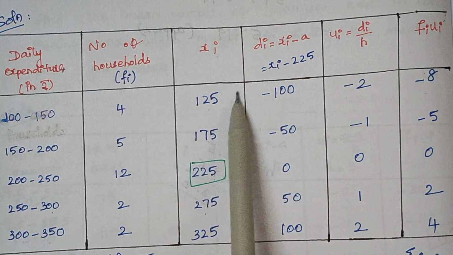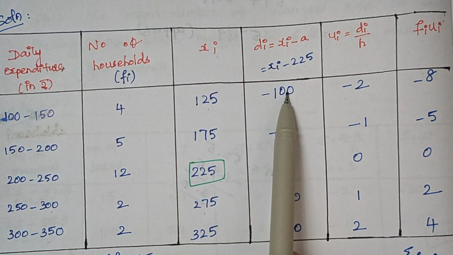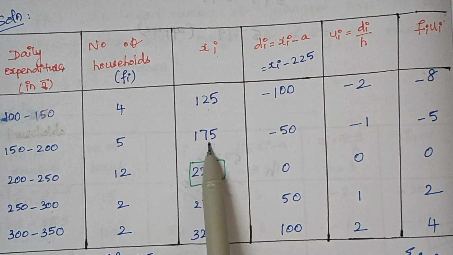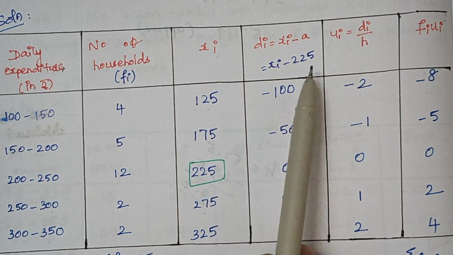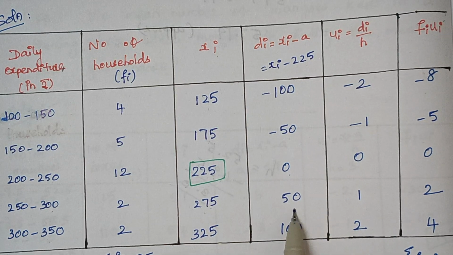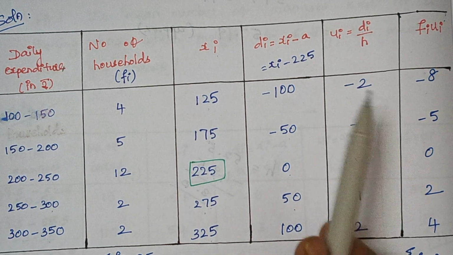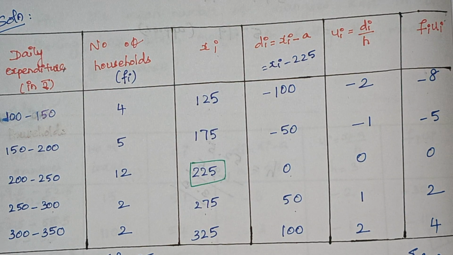Here this is the value of xi. 125 minus 225 gives you minus 100. Similarly 175 minus 225 gives you minus 50. 225 minus 225 is 0, 275 minus 225 gives you 50, and 325 minus 225 gives you 100. So this is the value of di.